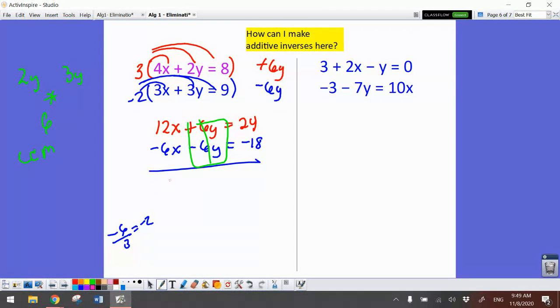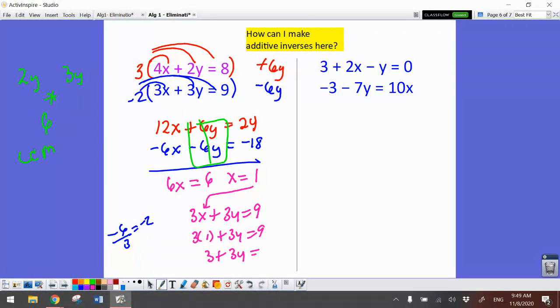All right, let's see how we did. Crossed out my 6y's. I have a positive 6x and I have a 6, so x is going to equal 1. And I'm going to go ahead and go back to the top two original equations, and I'm going to use the bottom one. So 3x plus 3y equals 9. Put in my 1. So 3 plus 3y equals 9. 3y equals 6, and y is going to equal 2. So my solution is 1, 2.